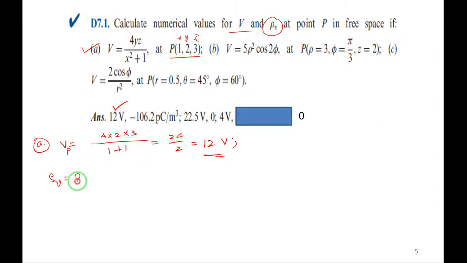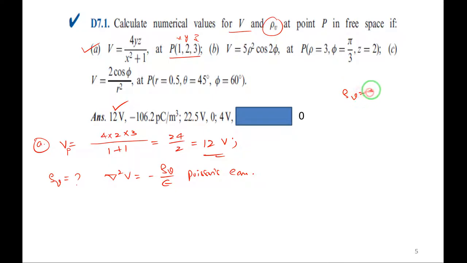Okay. Calculate rho v. We know that del square v is equal to minus rho v by epsilon. This is Poisson's equation, so we'll make use of Poisson's equation. Another way to calculate rho v, we have already seen in the previous chapter.